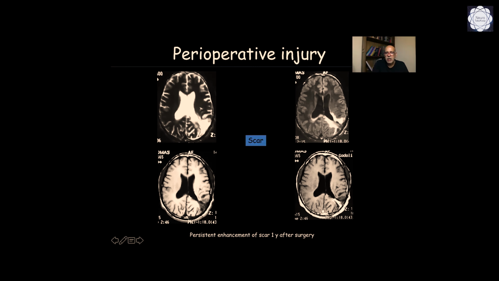Sometimes these scars may enhance for a long time. This is a case of a patient with a right parietal tumor that had been removed 1 year earlier. You can see the persistence of this enhancement, but you can see that this is a thick linear area of enhancement associated with retraction of both the ventricle and the subarachnoid spaces. So this is very straightforward for a scar.